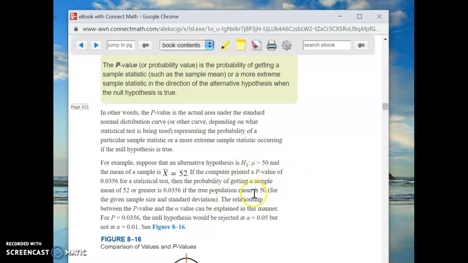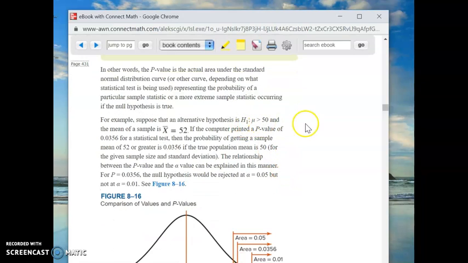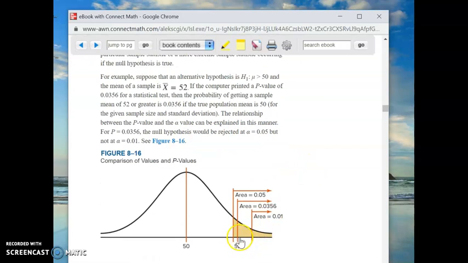H1, that's the alternative hypothesis, also known as a research hypothesis. We're saying that mu is greater than 50. The mean of some sample that we pick is 52. So here it is, here's 52. Where is it? It's to the right of the critical value for alpha equals 0.05.